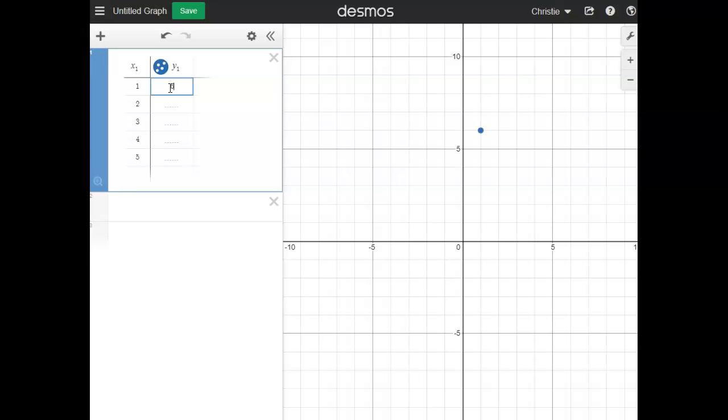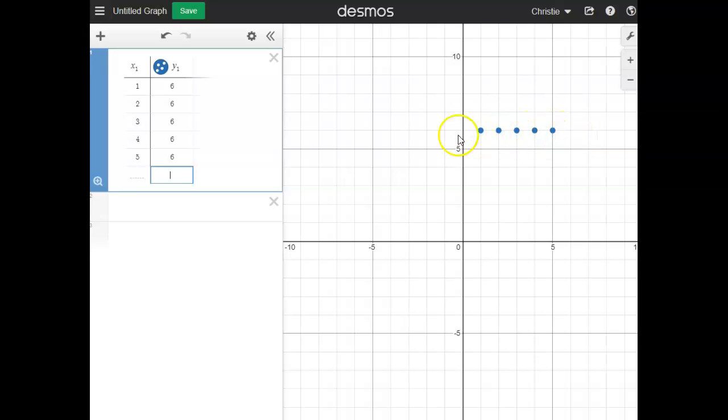For the Y column, I'm going to fill those in. They were 6 all the way down. So I press that number and Enter. And you start to see the points appear here on the screen.